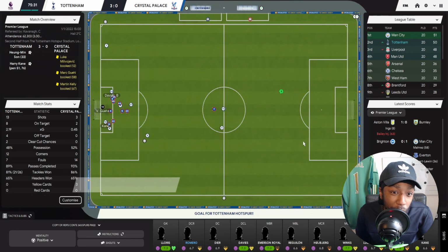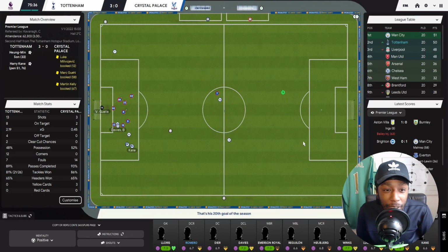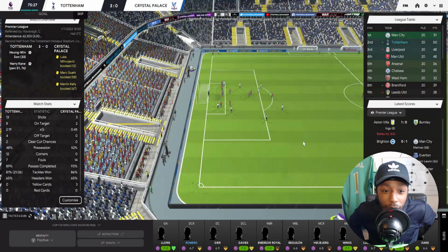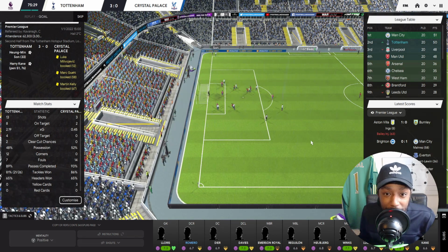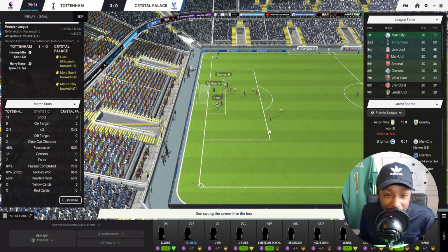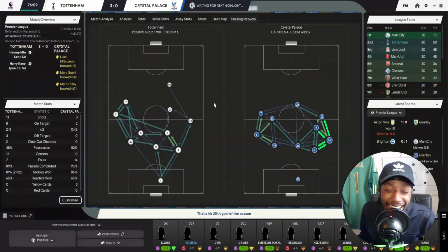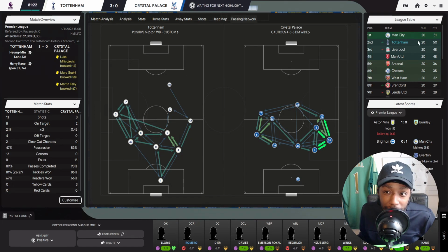Here's Son on the corner. Oh, a decent save by Guaita, but Harry Kane knocks in the rebound. His 20th goal of the season. You can see, look, straight to the near post. Guaita should have done better there, but Harry Kane knocks in the rebound. And again, that was another clear-cut chance.